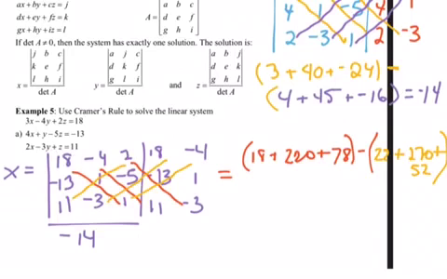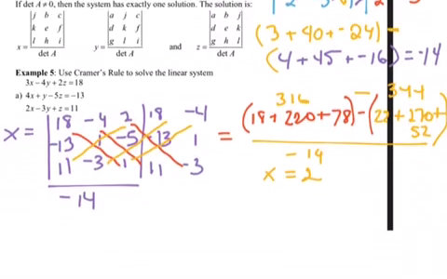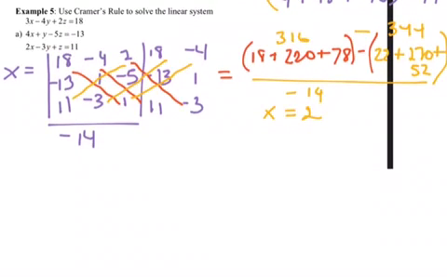So I've got all of that divided by negative 14. So 18 plus 220 plus 78 is 316, minus 22 plus 270 plus 52 is 344. So I've got 316 minus 344 is negative 28, divided by negative 14, and I get x equals 2. So I've got to do this 2 more times.